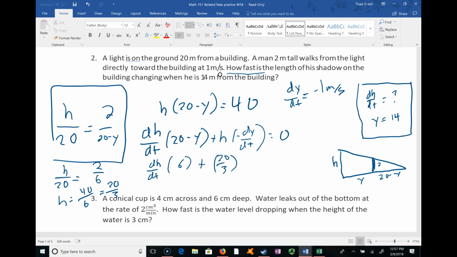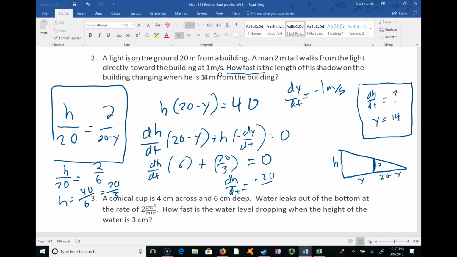And negative dy dt, well, dy dt is negative 1, so a negative 1 would just be 1. So that really kind of disappears there. So then dh dt is going to be equal to negative 20 over 3 when I move it over, divided by 6. So that'd be negative 20 over 18, which is negative 10 over 9. So the change in the length of the shadow would be negative 10 over 9 meters per second.